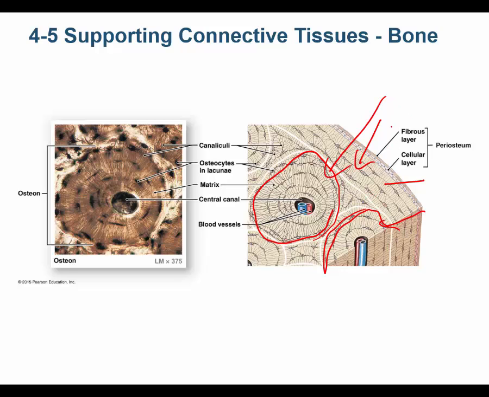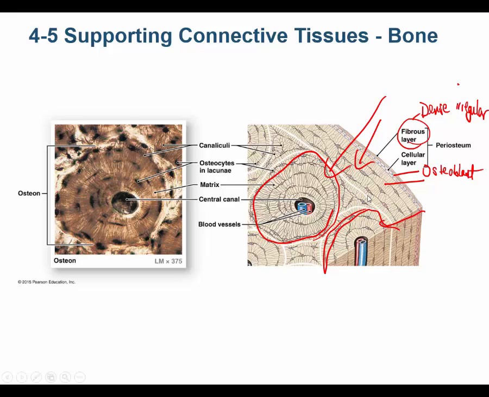Now look at this. The fibrous layer of my periosteum is dense irregular connective tissue. And the cellular layer of my periosteum contains the cells that make bone. And we haven't gone into this yet, but one of them is an osteoblast. So the cellular layer will contain cells like osteoblasts and osteogenic cells, which we'll talk about later.